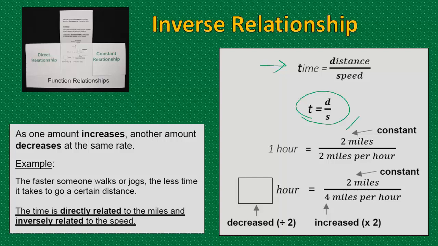If someone walks 2 miles at a speed of 2 miles per hour, then it will take 1 hour to go that distance. But if the person increased the speed to 4 miles per hour, still going 2 miles, we now have 2 divided by 4, which is 2/4, and we can reduce that fraction to 1/2. This is an inverse relationship. As the speed was increased by 2, the time was decreased by 2.